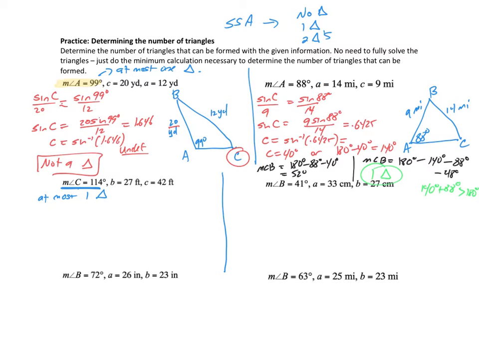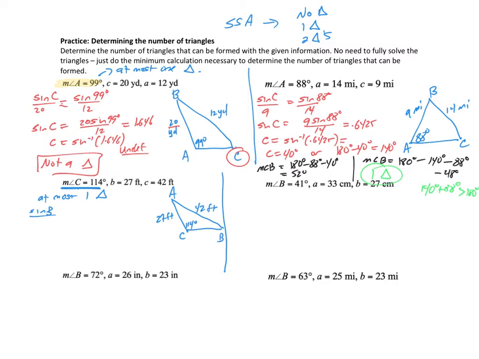So I'm going to go ahead and make a quick sketch. So C is 114 degrees. Side length C is 42 feet. I'll put on my other two vertices, A and B, and we're told that the length of side B is 27 feet. So let's put that on our triangle. And now we will set up the law of sines to see if this is even possible to have a triangle.